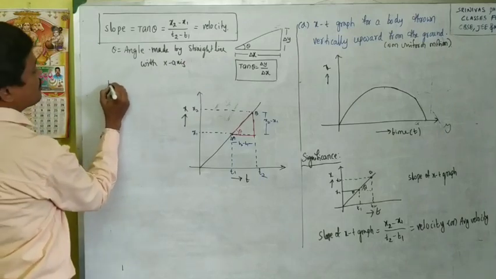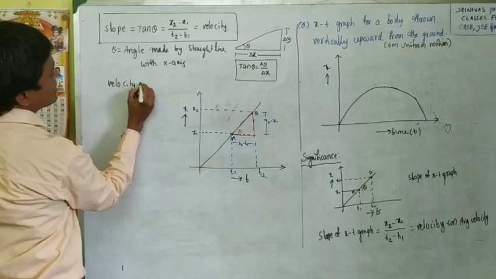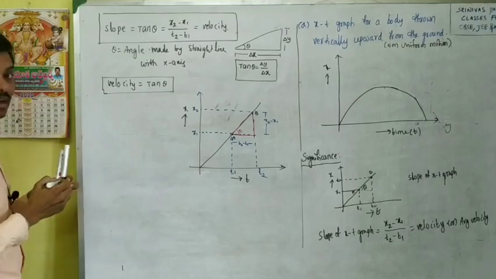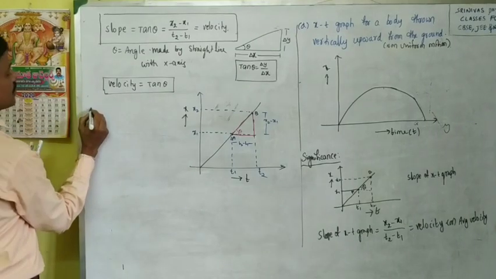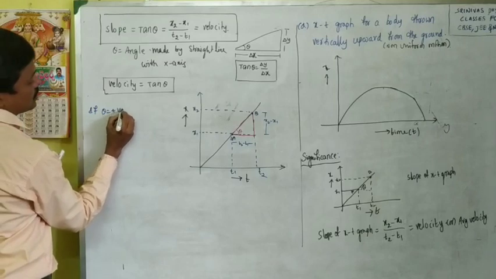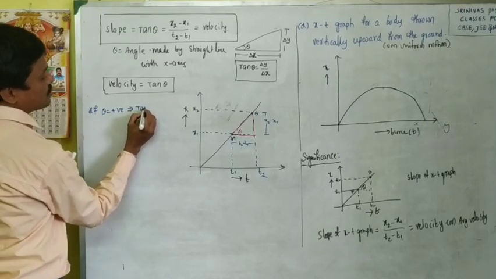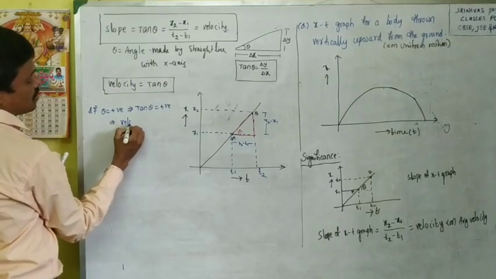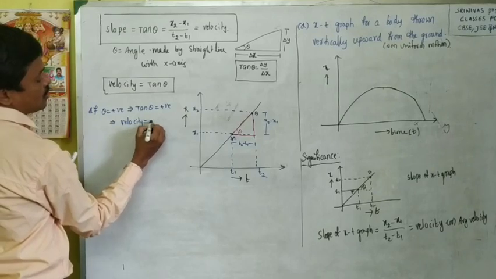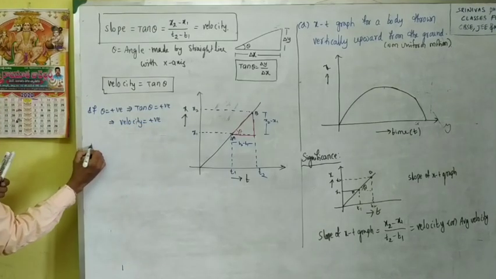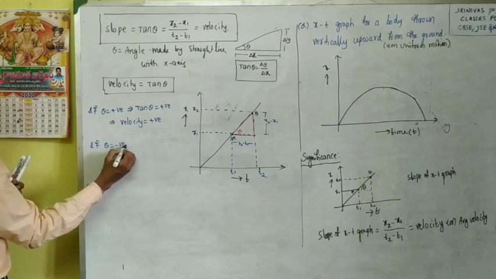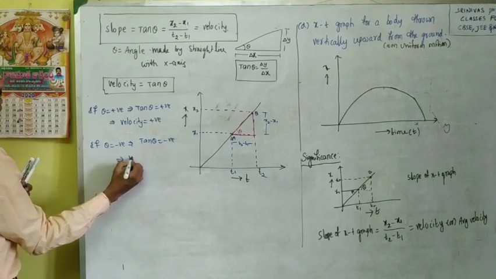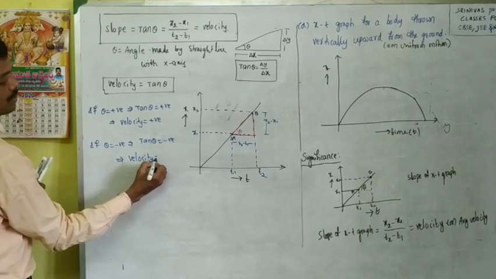Then when is velocity positive? The formula we are taking is velocity equals tan theta. If theta is positive, then tan theta is positive, and when tan theta is positive, the velocity is positive. If theta is negative, then tan theta is negative, which means velocity is negative. Negative velocity means it is coming in the opposite direction.